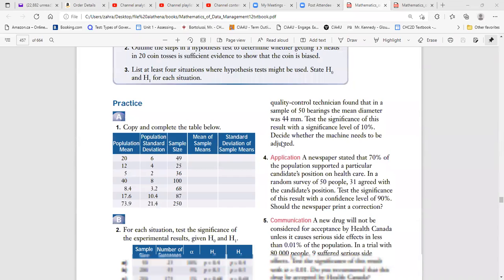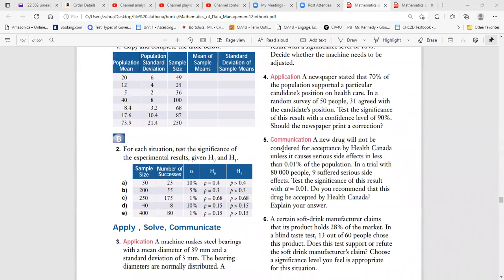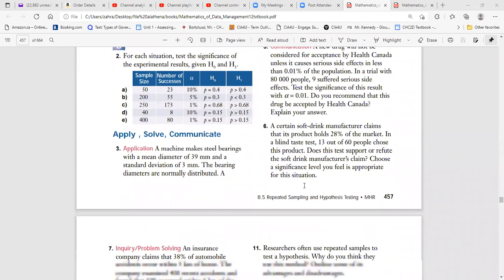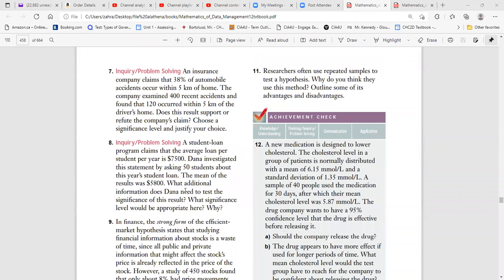Okay, to practice, you can do question number 4, 5, 6, 7, and 8.